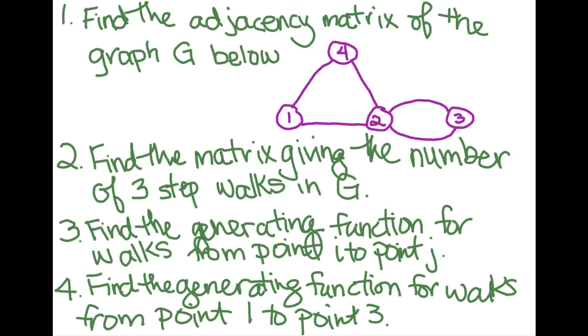First part was to find the adjacency matrix of this purple graph that I've drawn here. The second part was then to find the matrix giving the number of 3-step walks in that graph. The third part was to find the generating function for the walks from point I to point J. And then the fourth part was to find the generating function for walks from point 1 to point 3.